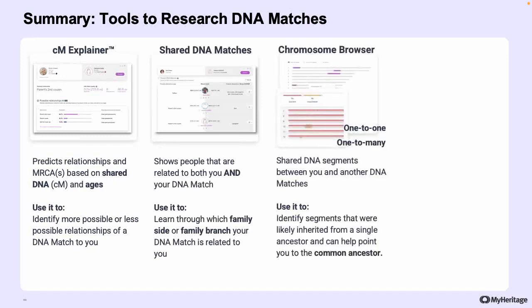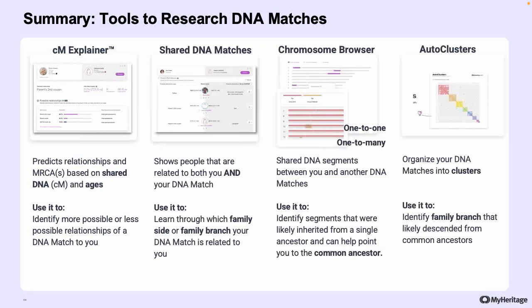Next up, we have the chromosome browser, the one-to-one or one-to-many. The chromosome browser shows you shared DNA segments between you and another DNA match or matches. So use it to identify segments that were likely inherited from a single ancestor, and it can help point you to the common ancestor with these matches.